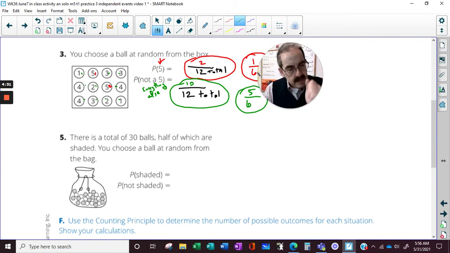Okay, now I'm going to pause. You read it, figure it, and then let's compare.